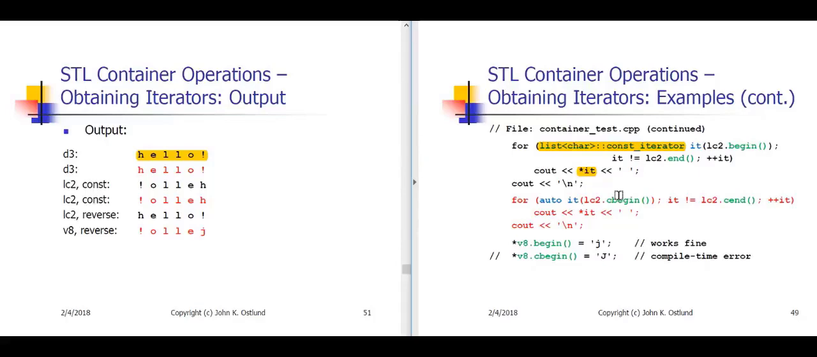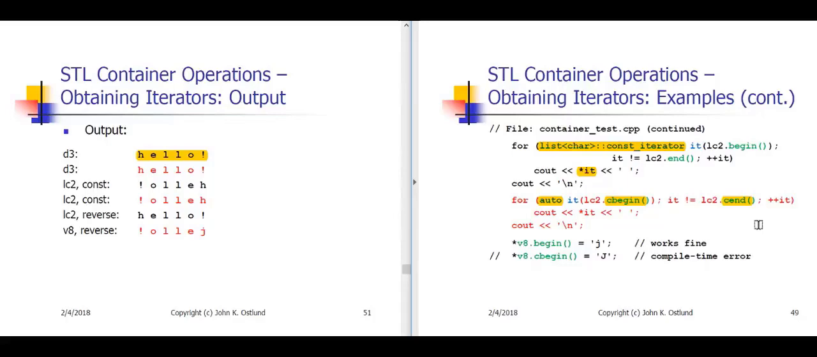Now, of course, we would really prefer not to have to type out that full obnoxious name, const iterator that is a member of the list of char class. We'd really rather just be able to use auto. But the problem here is that begin returns an iterator that is not a const iterator. So what we do here, because we do want a const iterator, is to use cbegin and cend.